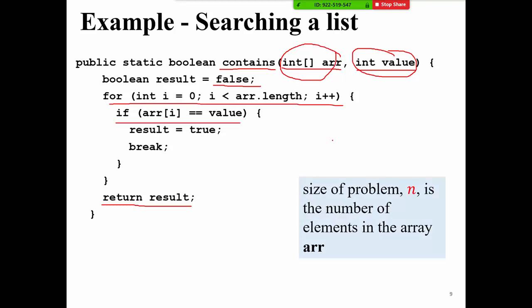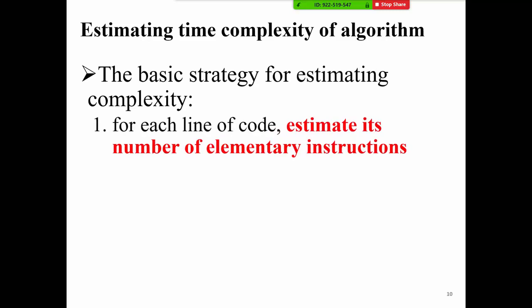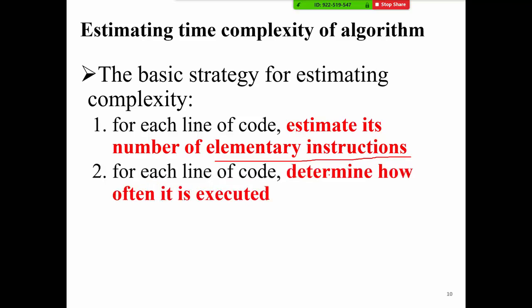So the size of the problem is n, the number of elements inside this array. To examine the time complexity of an algorithm, we have to set up some basic strategies that we're going to follow to determine the time complexity of any algorithm. For each line of the code, we estimate the number of elementary instructions. So what are elementary instructions? We're going to look at the code and say how many elementary instructions there are. We're going to discuss what an elementary instruction is later.